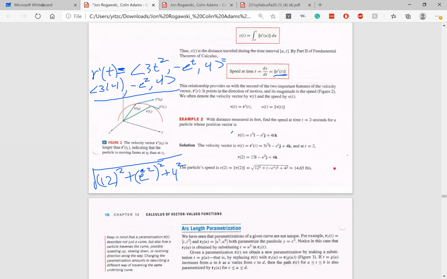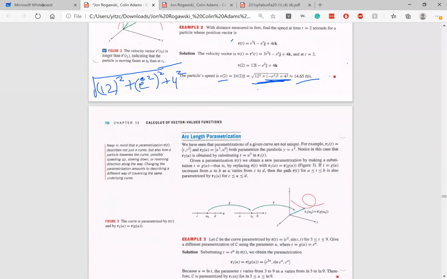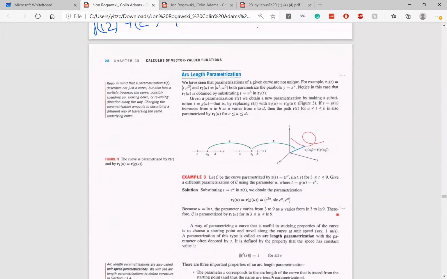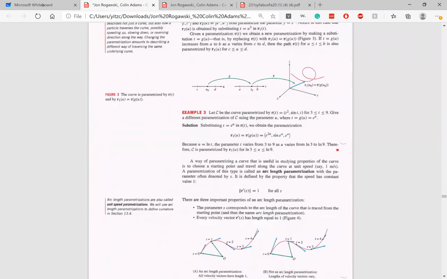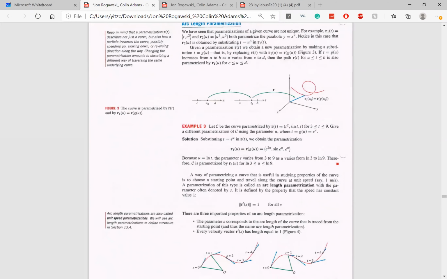And they tell us that that is 14.65 feet per second. So that's the speed of the particle at time 2. Now, one thing we would like to be able to do is reparameterize the particle.